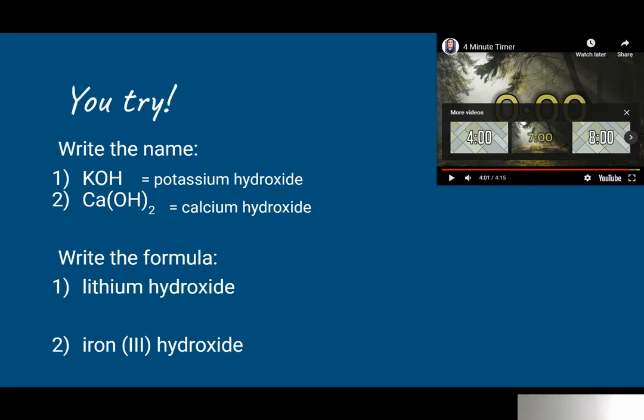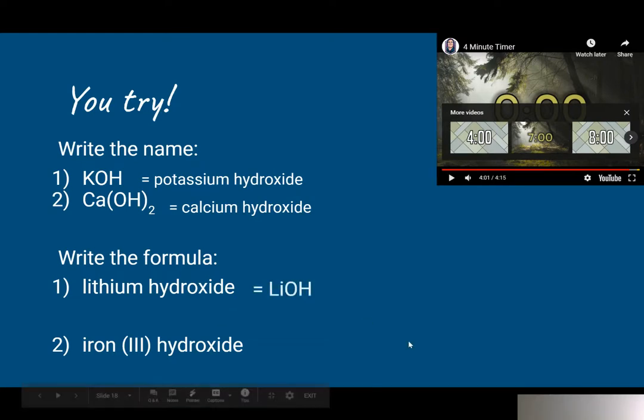Now for writing the formula, we have lithium hydroxide. If you look at your periodic table, lithium is in group 1, so it has a +1 charge. Hydroxide has a -1 charge. So this is just going to be LiOH.